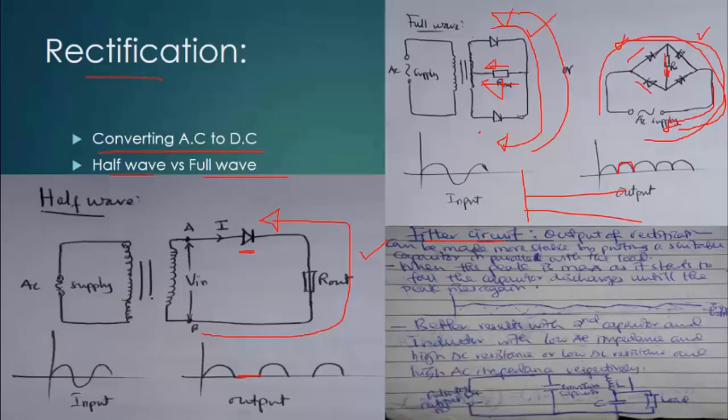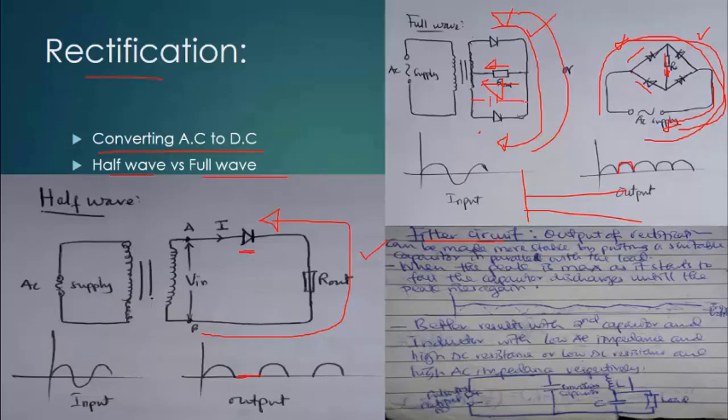Kazi yake ni kusmooth hiyo output current so that zikaribiane, zifanane zaidi na direct current. So output of rectification can be made more stable by putting a suitable capacitor. Kwa filter circuit na consist capacitor in parallel with the load. Kwa ile load ambayo ndio ilikuwa ina sense direction za current, utaiweka in parallel na capacitor.